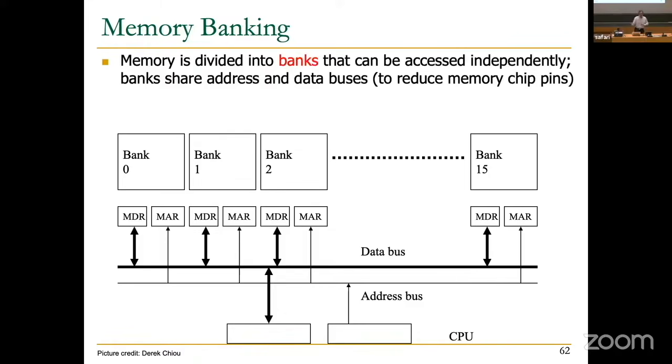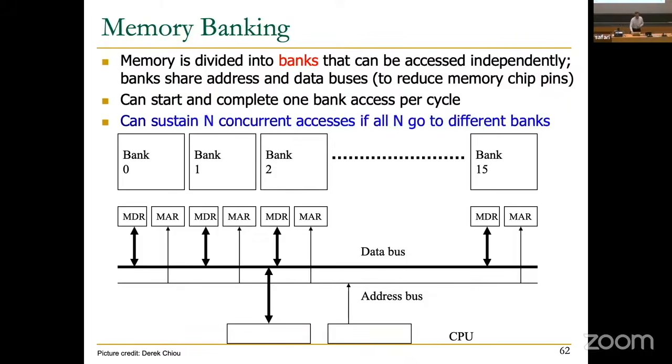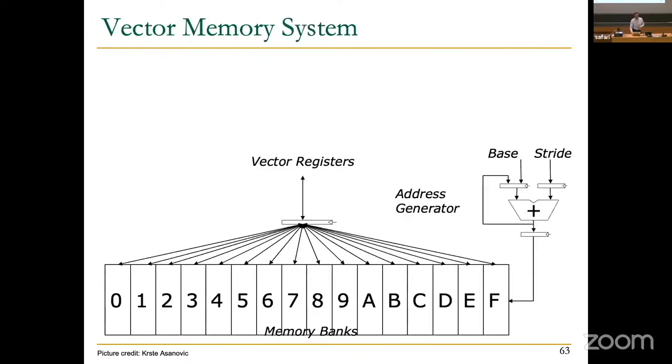Okay, so basically memory is divided into banks that can be accessed independently, but banks share address and data buses to ensure that memory chip pins are not increased. We're going to talk about that a lot when we talk about memory design next week. We'll start next week. This way you can start and complete one bank access per cycle. That sounds good so far. But under what conditions becomes an issue? We'll talk about that. Basically, under this condition, you can sustain n concurrent accesses if all n go to different banks. So I'm going to finish the vector memory system, and then we're going to take a break.